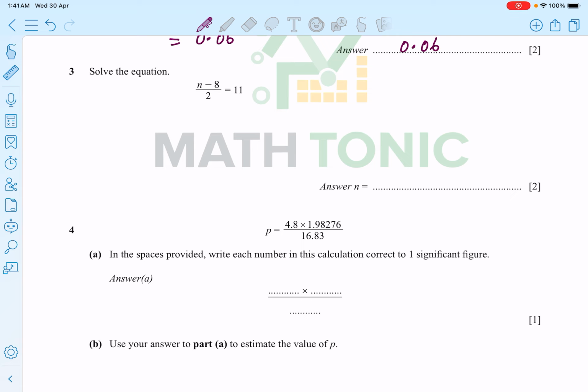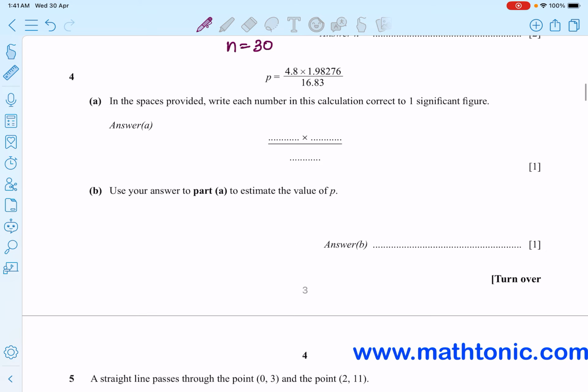The equation is n minus 8 over 2. Now tell me, if I try to move this 2 to the other side, it will be times, right? So n minus 8 equals 2 times 11, that is n minus 8 equals 22. So again, if I try to move it, it will be n equals 22 plus 8, that should be n equals 30. So this answer should be 30. Got it? Yes. Next question.